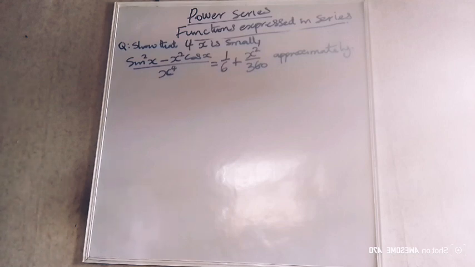Now let's look at this question. It says, show that if x is small, (sin squared x minus x squared cos x) over x squared is equal to 1 over 6 plus x squared over 360 approximately. Let's see how we solve this.